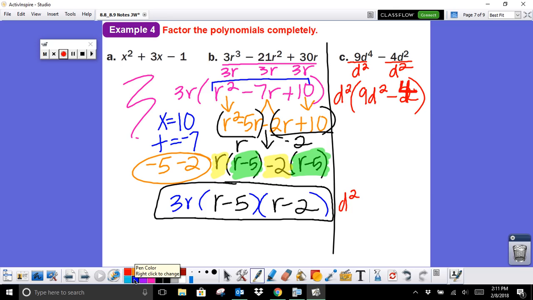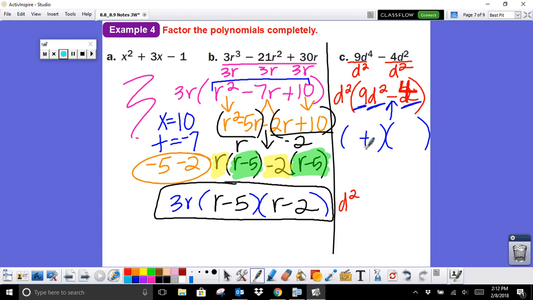If you are left with 2 terms, you ask yourself, is this a difference of squares? Because if it is, you have to keep going. You cannot stop right there. That's not my answer. Okay, so I'm going to check this. Is 9 a perfect square? Yes. Is D squared a perfect square? Yes. Is it a difference? Yes. Is 4 a perfect square? Yes. So now, this has to be factored using that difference of squares trick.